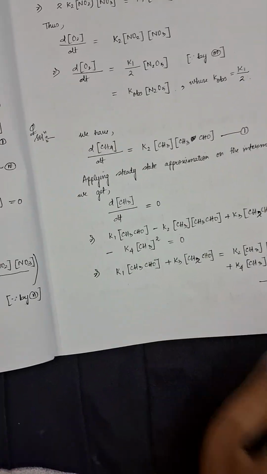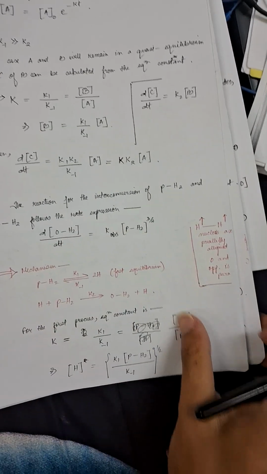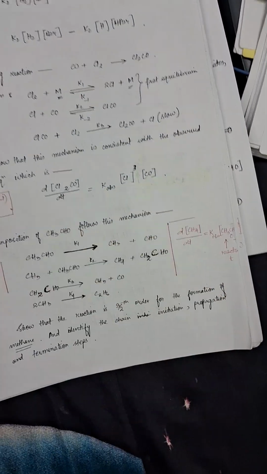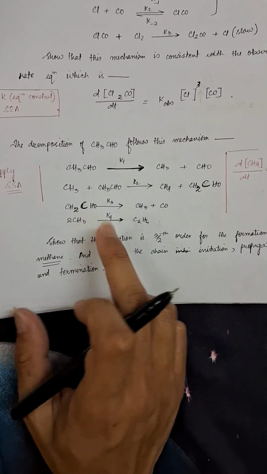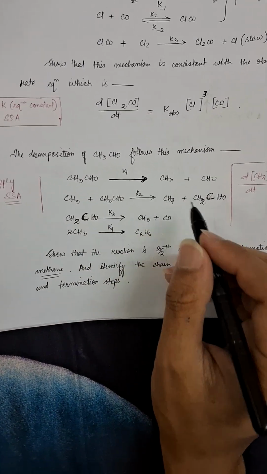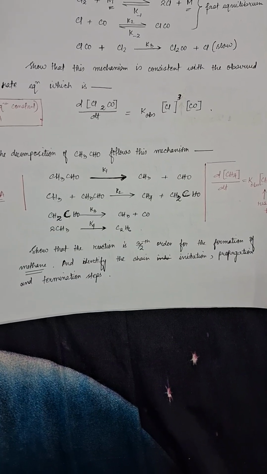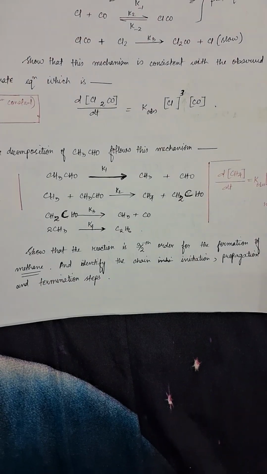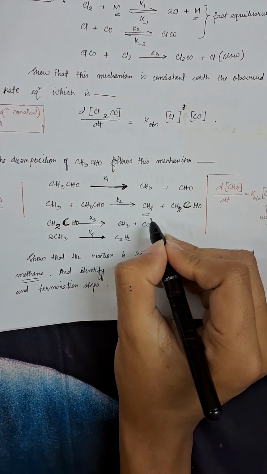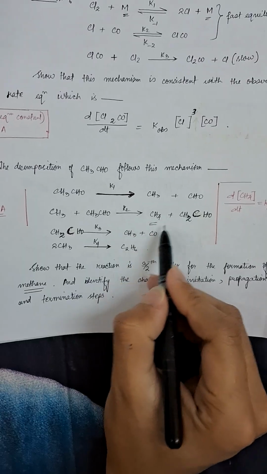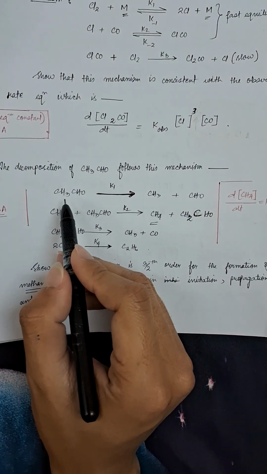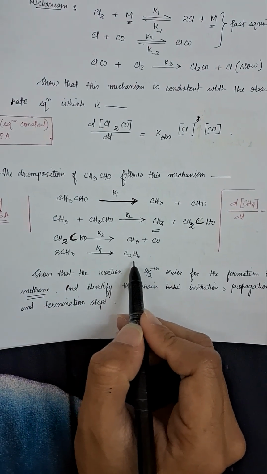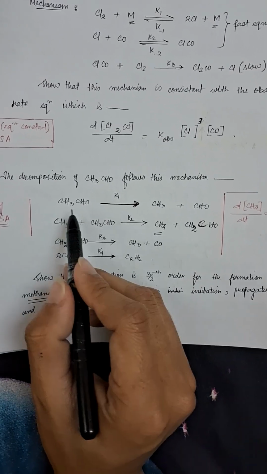Okay, and for this one, which was asked in the exam, it said to show that the reaction is 3/2 order in the formation of methane. Methane is this one. So forget about everything. We're asking about methane, but the reaction goes like this: CH3CHO gives this C2H6. Okay, this is the product and this is the reactant.